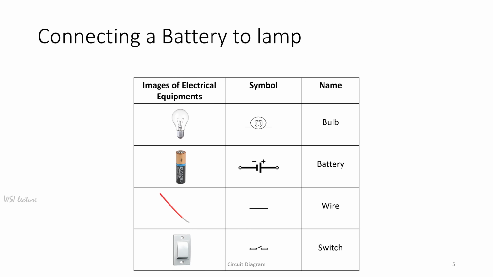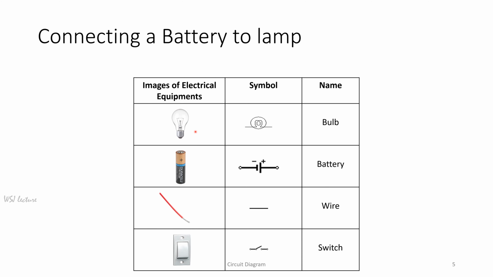Now we are going to see different types of circuit diagram. So for that, we have to get the information about the list of components needed. So now we are going to design a circuit by connecting a battery to a lamp. So for that, we need all these equipments. So we have listed them.